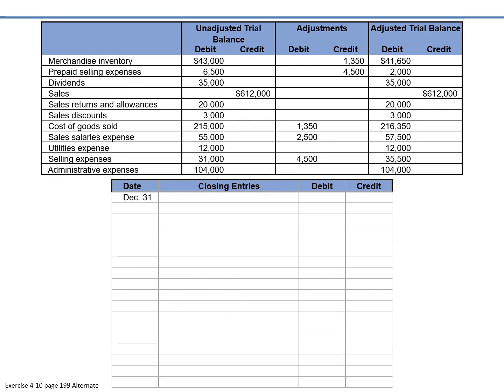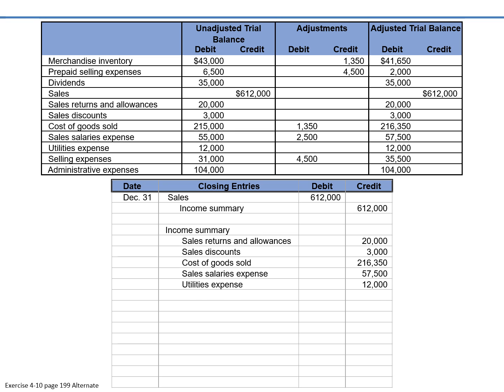Then we close all of our temporary accounts to the income summary. So merchandise inventory and selling expenses are permanent accounts. We don't close those. So our sales has a credit balance of $612. We need to take it to zero. So we're going to debit $612 and we're going to credit income summary. And then we're going to debit our income summary and credit all of our expense accounts or our contra revenue. So here's all of our expense or contra revenue accounts.